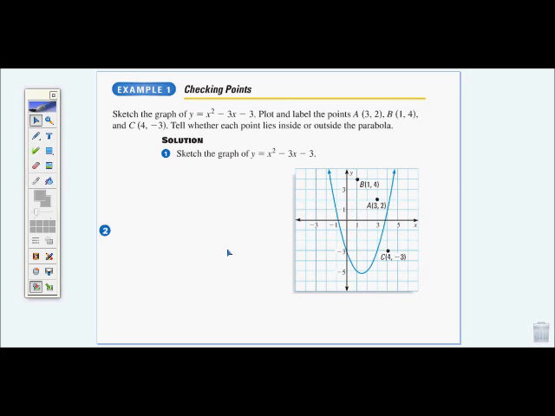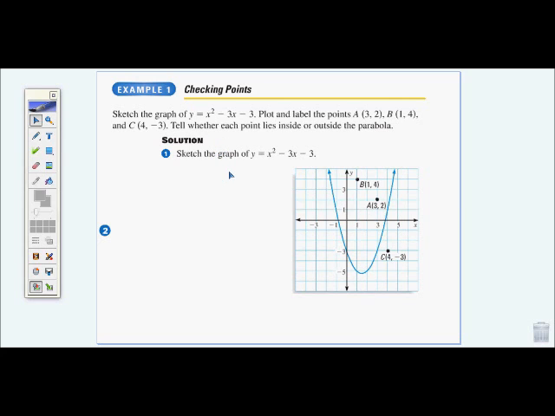It says sketch the graph of the equation y equals x squared minus 3x minus 3. So we went ahead and did that the same way we have been doing. We would find, does the parabola go up or down? We would find its vertex, and we would go ahead and find some mirroring points. Then it says plot and label the points, and they're going to give us 3 points, a point A, B, and C. We need to tell whether each point lies inside or outside the parabola.